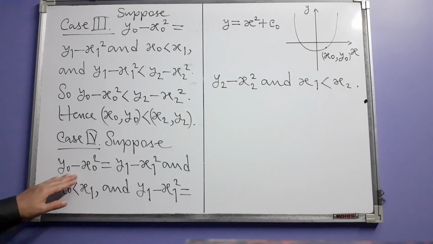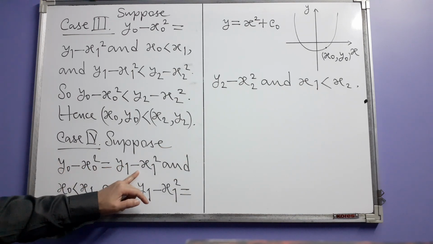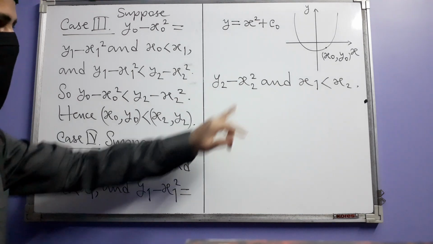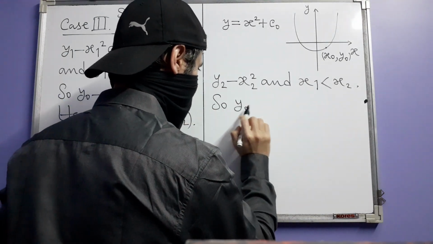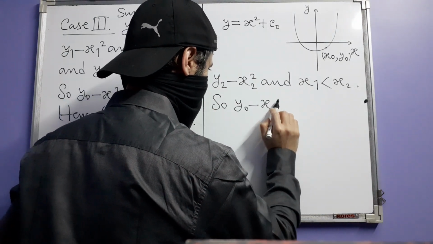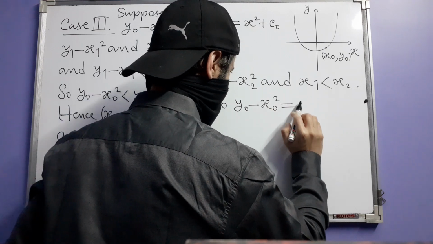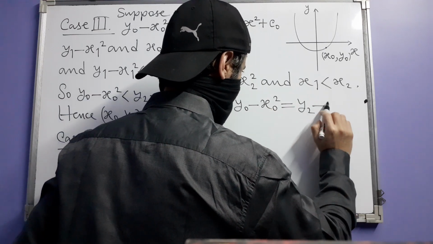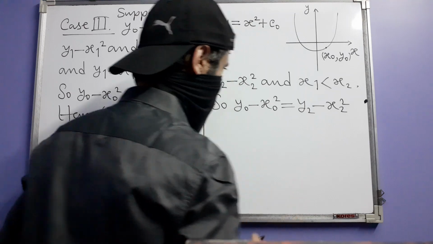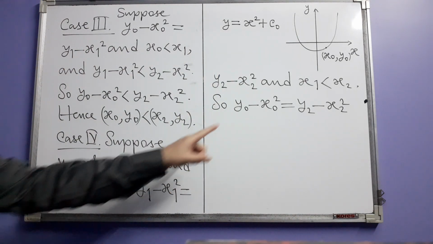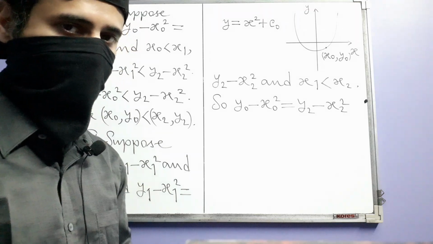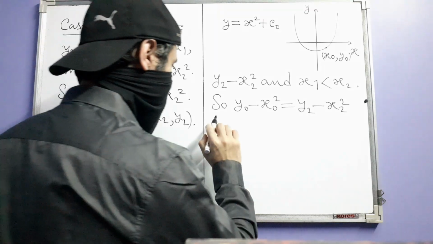Alright, so for these quantities now we just have equality. This is equal to this, which is equal to this. So we can first write that y0 minus x0 square is equal to y2 minus x2 square, but at the same time x0 is less than x1 and x1 is less than x2. So obviously x0 is less than x2.